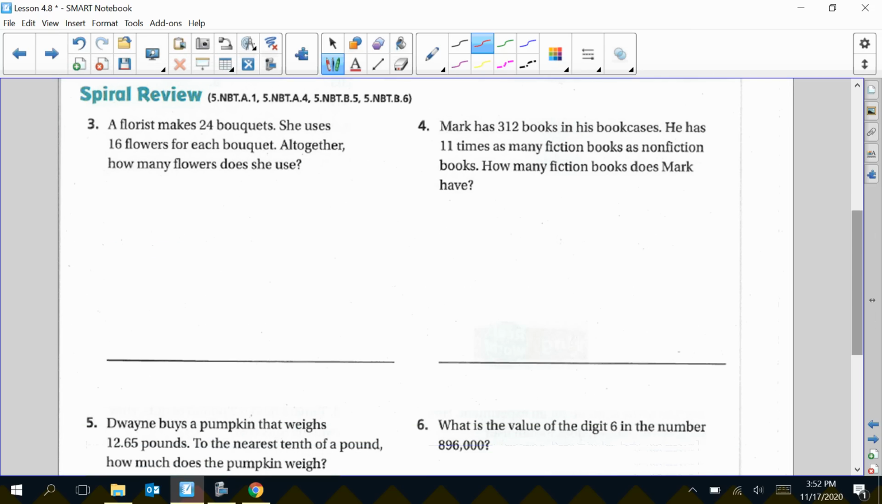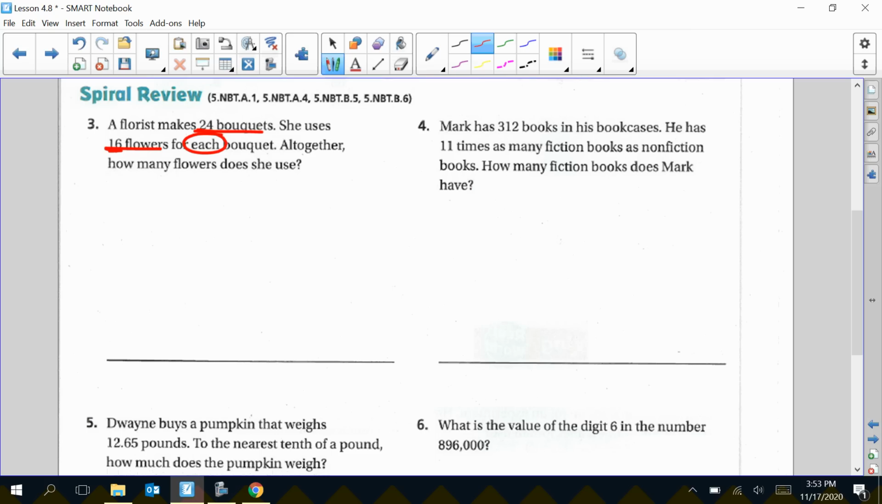Question 3, a florist makes 24 bouquets. She uses 16 flowers in each bouquet. Remember what the word each means to solve. Now we're looking for altogether how many flowers does she use. So 24 bouquets, 16 flowers are in each of those bouquets.